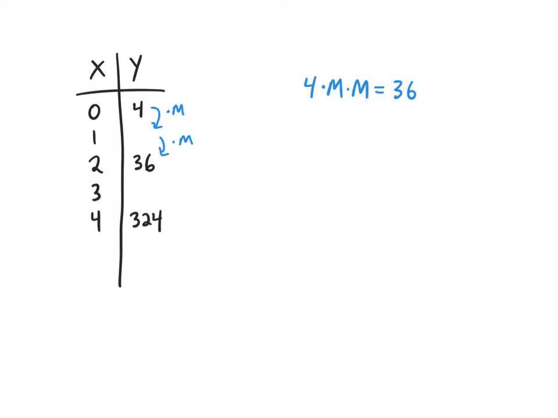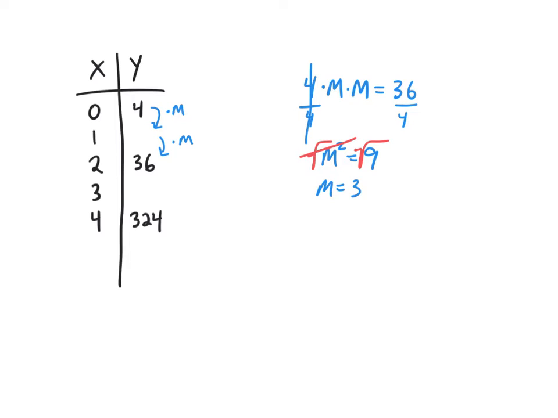Instead of just guessing and checking, let's now go ahead and solve this equation. Divided by 4. We can do that. M times m, that's m squared. 36 divided by 4 is 9. Do you know how to get rid of a squared? You square root it. So square and square root cancel out, and the multiplier is 3.